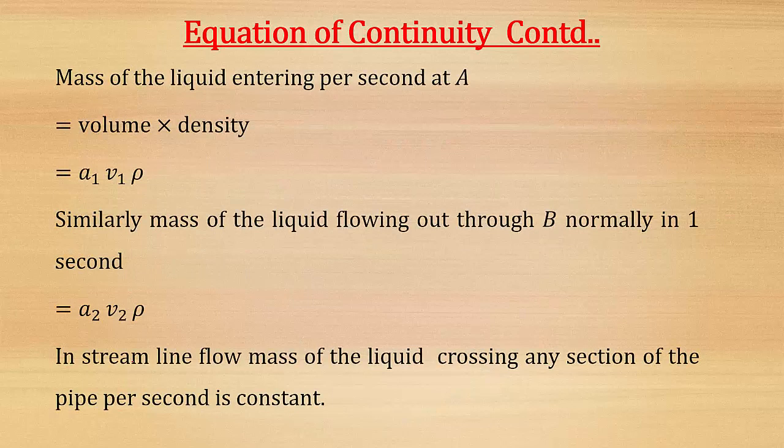Similarly, mass of liquid entering per second at point A. We know that density is mass per unit volume, rho equals m divided by v. I want mass, so mass equals volume into density. Volume is A1 V1 and density is rho, so the mass of the liquid entering per second is A1 V1 rho. This is only for the end point A. Similarly, the mass of the liquid flowing out through B normally in 1 second is given by A2 V2 rho. Same density, because density is constant.